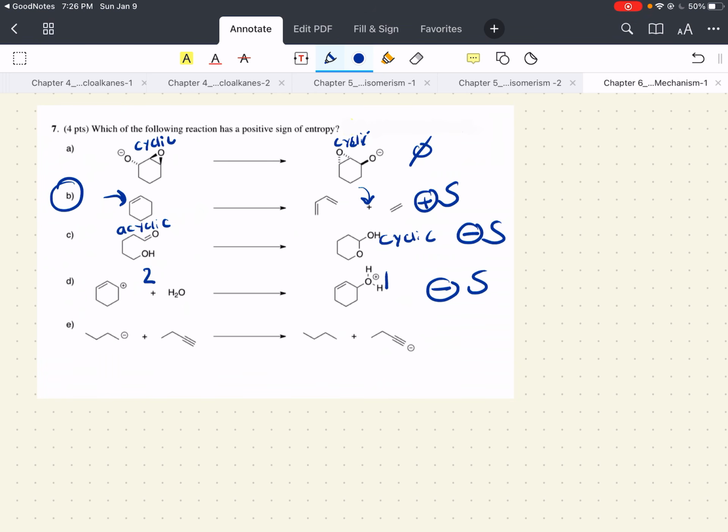And then this one is simply a movement of charge. Nothing here is occurring in regards to going from cyclic to acyclic, and you have 2 molecules to start off with and 2 to end, so there's nothing happening that indicates a positive sign of entropy based off of our 3 patterns. So the reaction that has a positive sign of entropy is going to be B. Awesome.